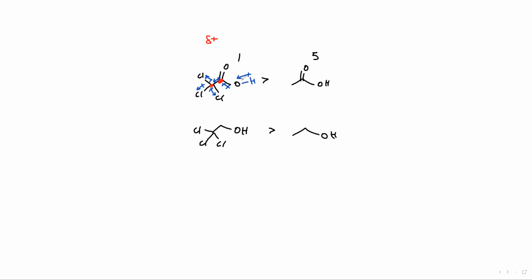One, the electrons being pulled closer to the nuclei makes them more stable. And two, that enhances the delta minus, delta positive character of the OH bond. And if the H is a higher delta positive, that means it is more acidic. So a little bit of reminder of the inductive effect, right?